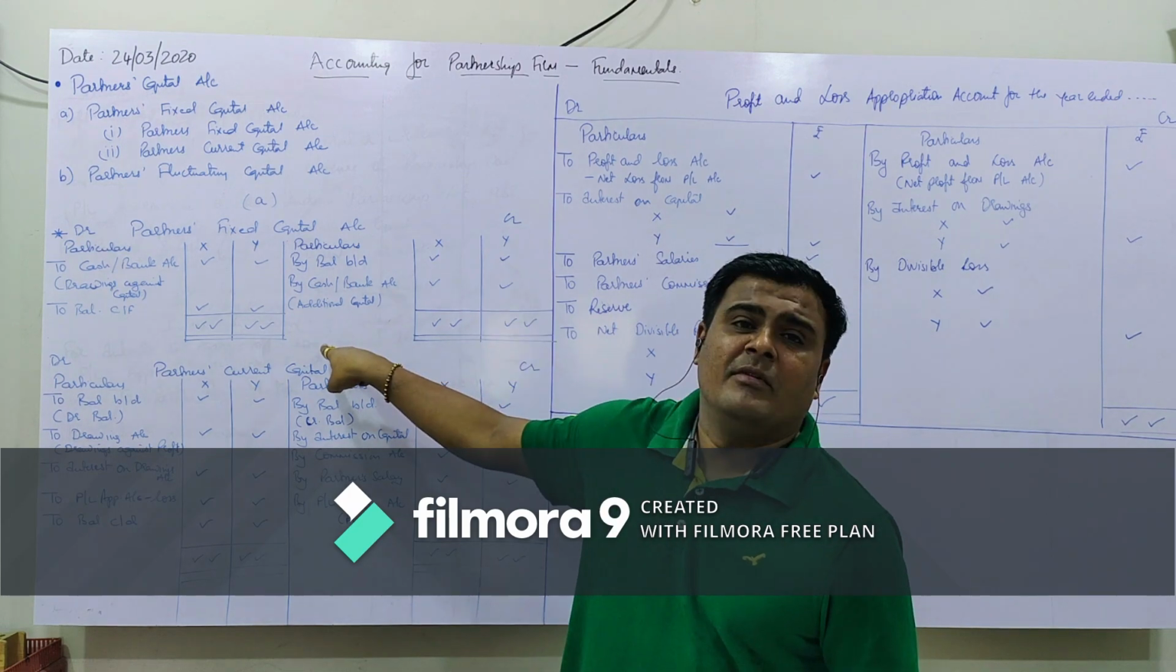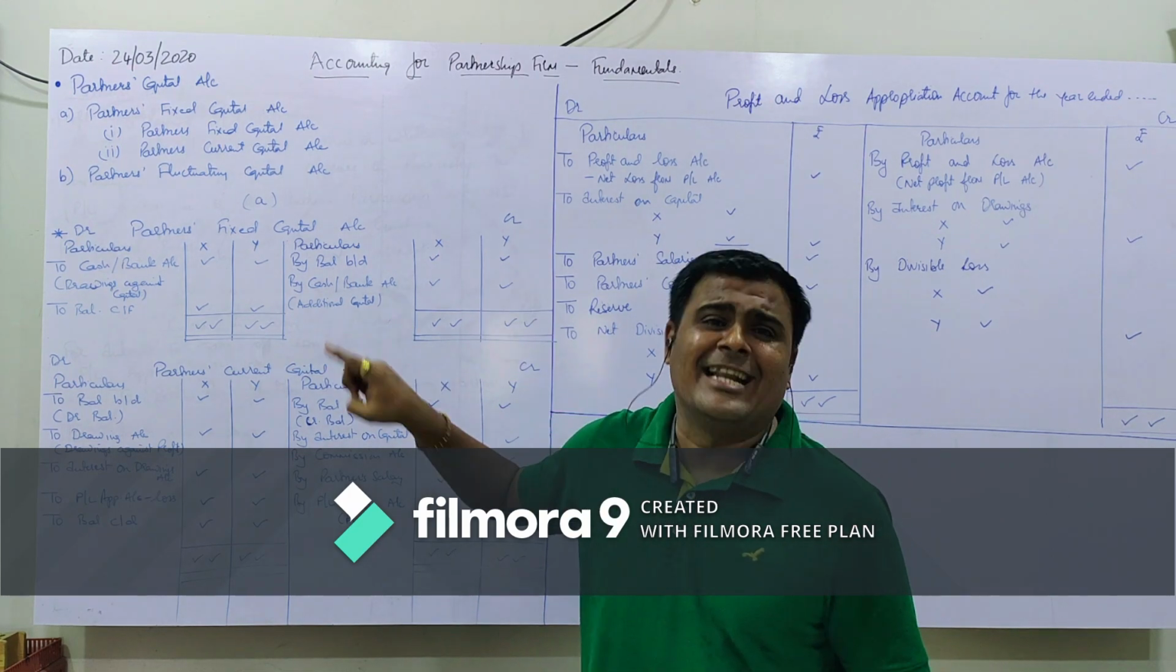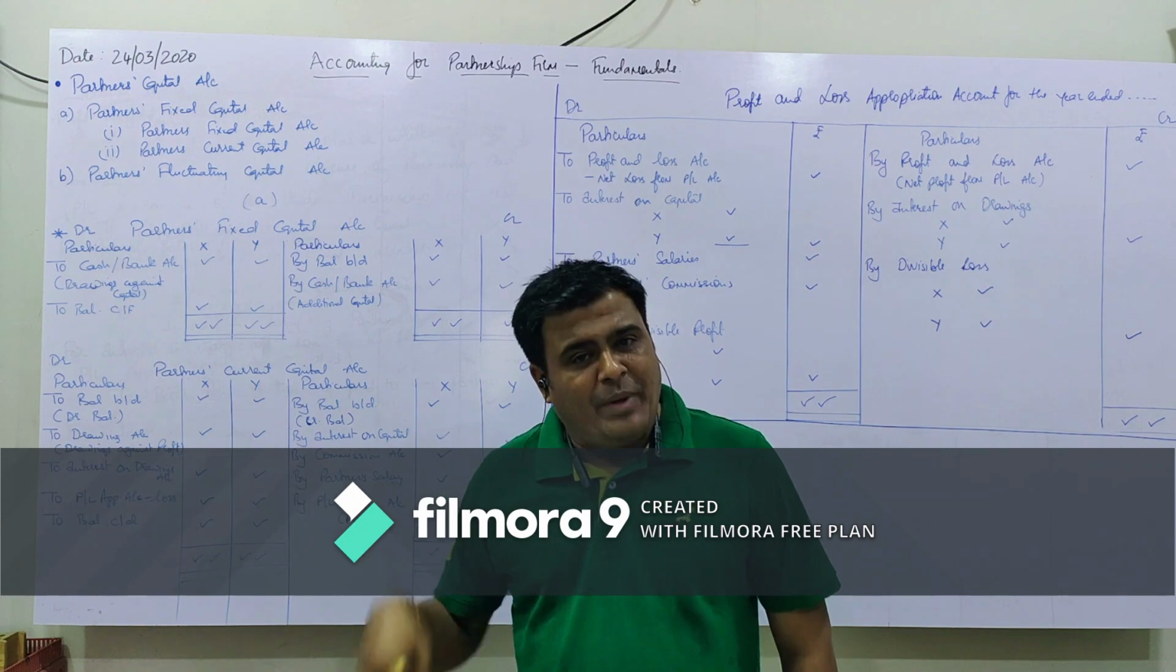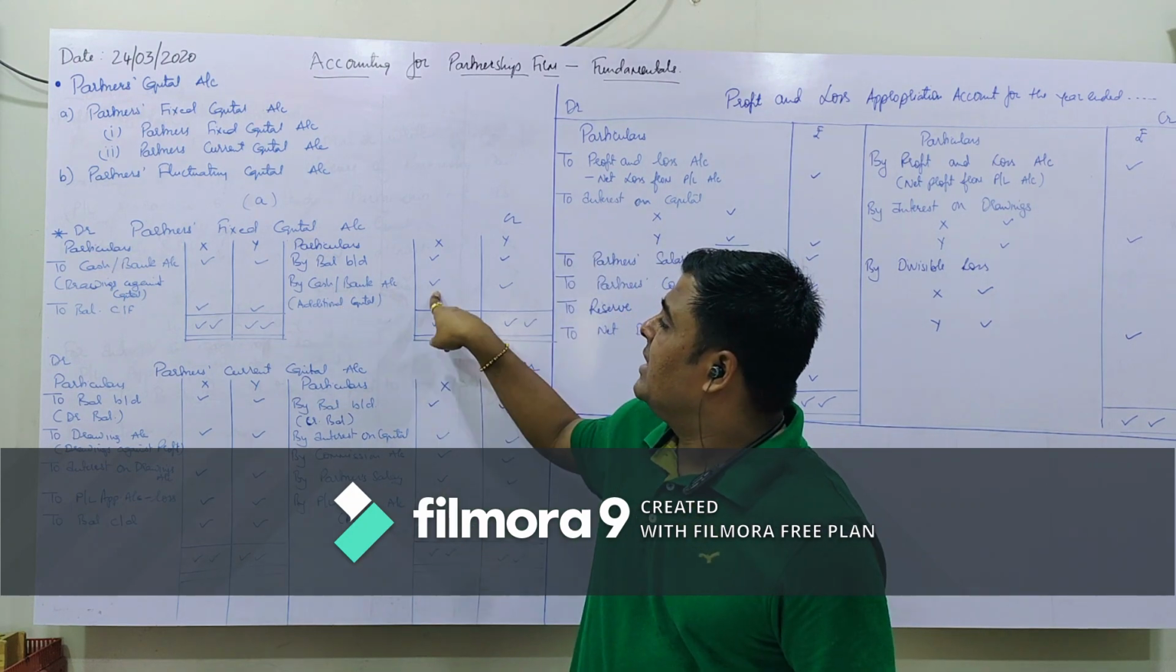Okay, the second amount that we need to write is the additional capital that a partner is bringing in the business, which is credited.